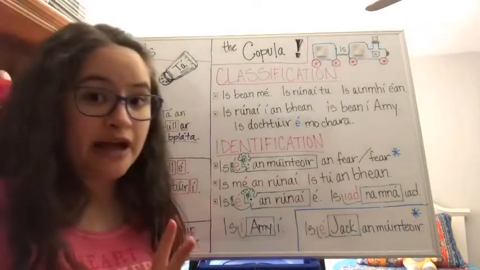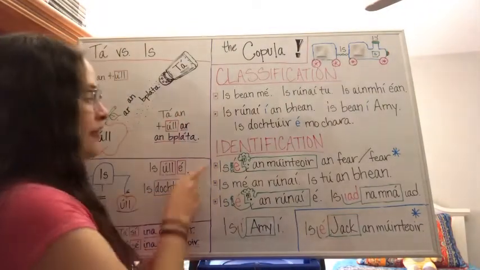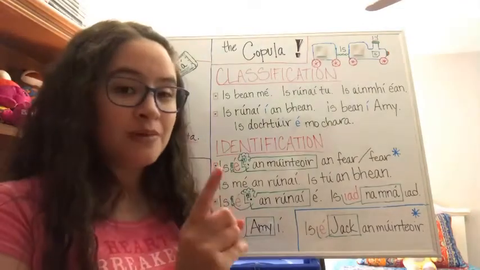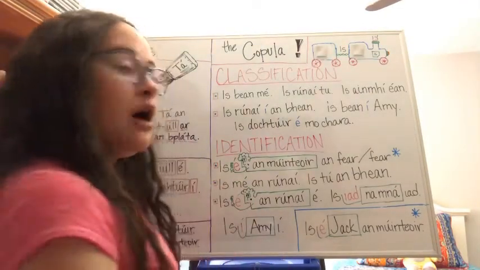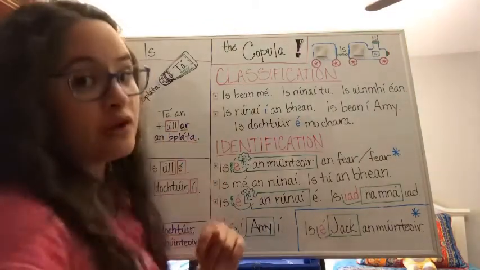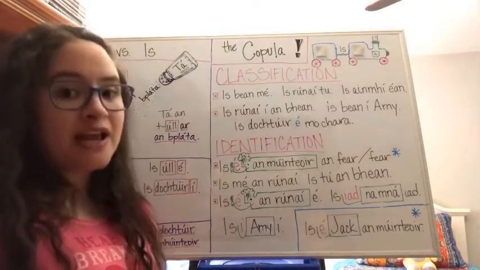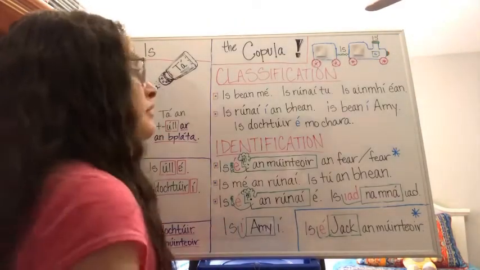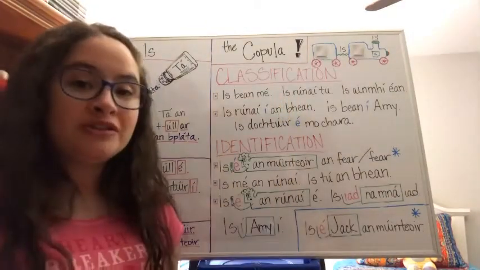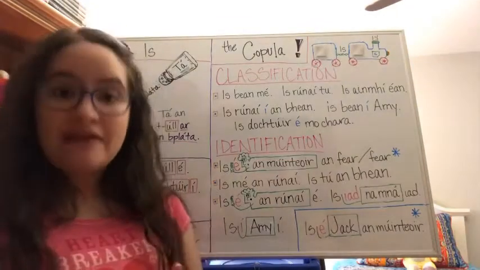There are two different kinds, basically. There are classification sentences and there are identification sentences. What's the difference? We have to remember our subject and our predicate. Unlike with ta, for the copula, the basic word order is verb, predicate, subject, usually. So classification sentences are sentences where the predicate is not definite.